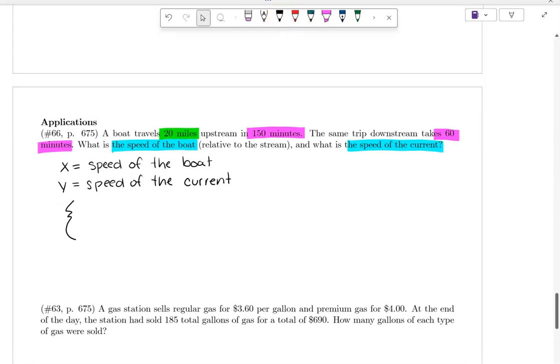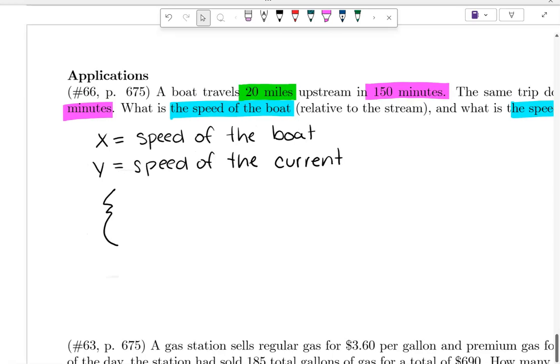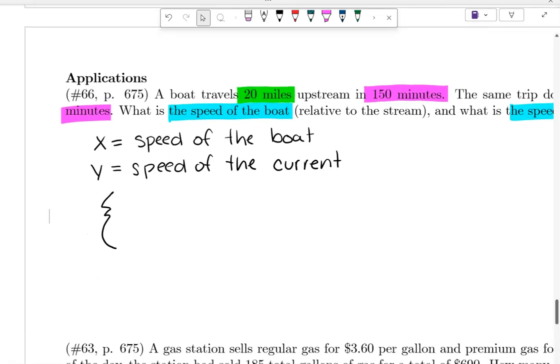So when we're making these equations, I'm just going to write this off to the side so we can remember. But my top equation is going to be when I'm going upstream, and my bottom equation is going to be when I'm going downstream.